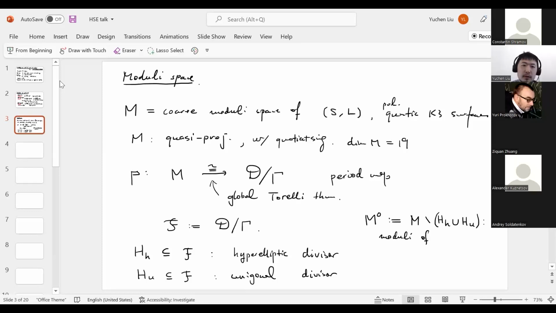Okay, perhaps I should keep my notation clear. Let's just work on M, but later on we will identify both M and F. So this M circ will be the moduli of embedded quartic surfaces in P3 with ADE singularities.